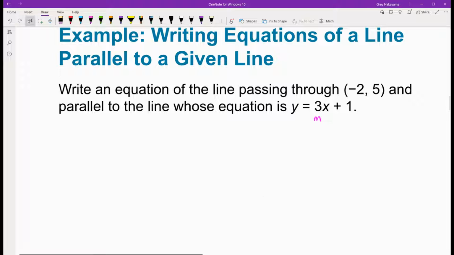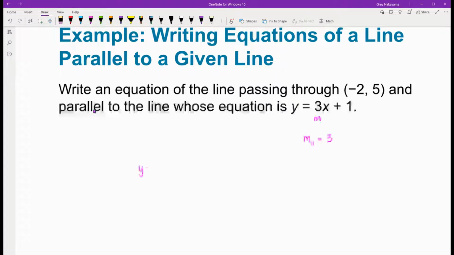Okay, so the slope is 3. And that means that any line that is parallel is going to have the same slope of 3. So we'll start off with what I told y'all last time. The easiest one to use is the point-slope form, which is y minus y sub 1 equals m times x minus x sub 1.